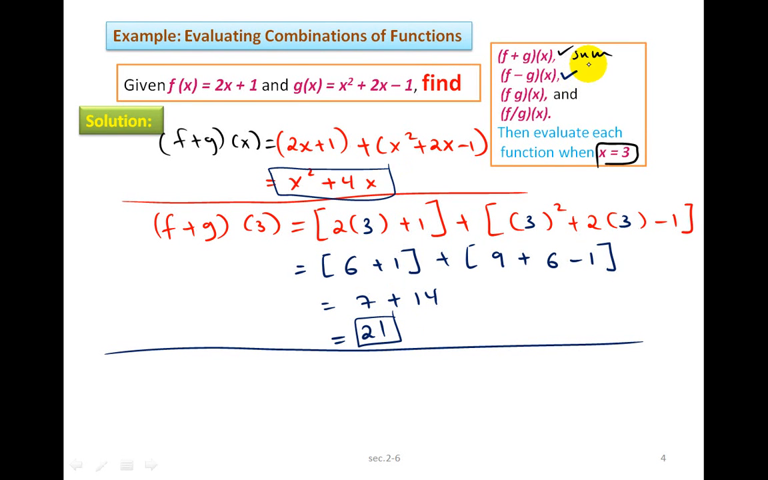Alright, now let's talk about the difference. We're asked about f minus g of what? Of x.